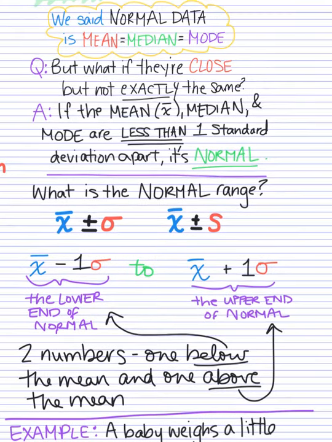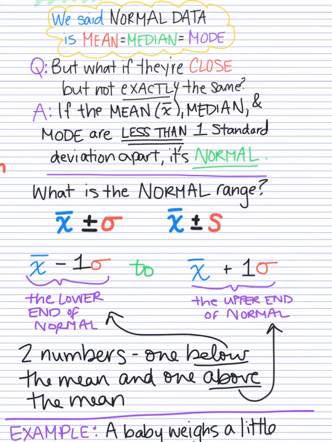So the normal range is two numbers. One number will be below the mean by exactly one standard deviation, and the other number will be above the mean by exactly one standard deviation. So you find the normal range by taking the mean, subtracting one standard deviation from it, that's your lower end, and then taking the mean and adding one standard deviation to it. That's the upper end, and that gives you the normal range.